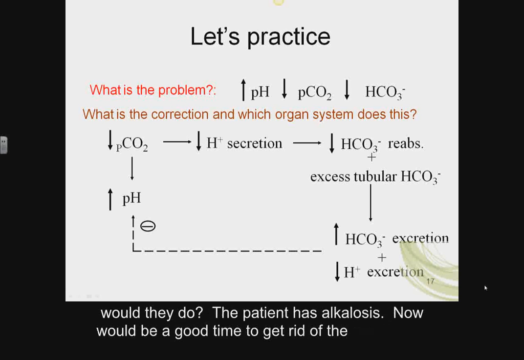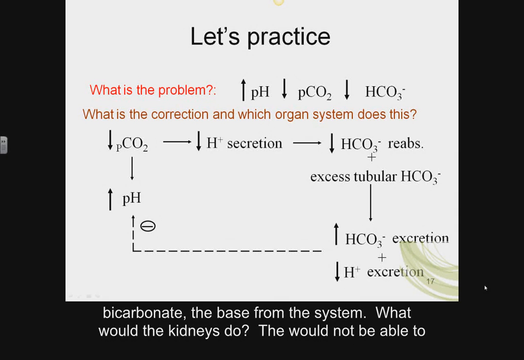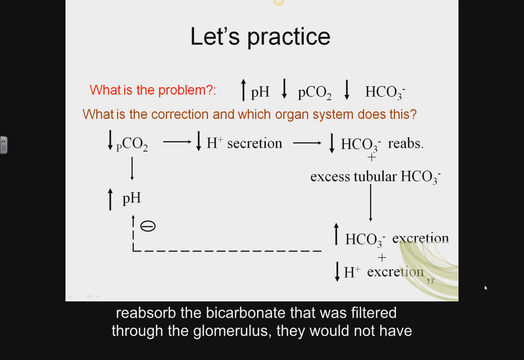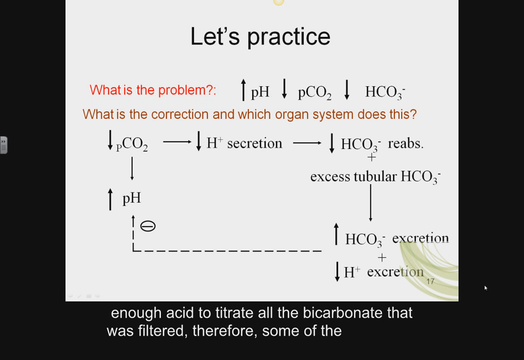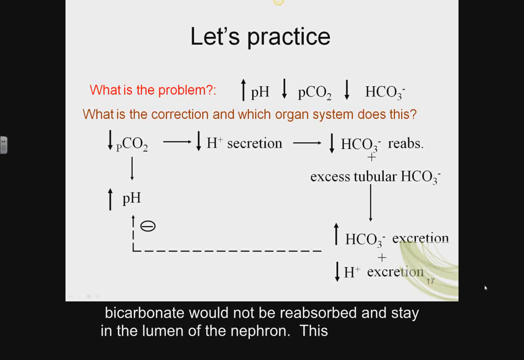Again, it is a respiratory problem, so only the kidneys can compensate. What would they do? The patient has alkalosis. Now would be a good time to get rid of the bicarbonate, the base, from the system. What would the kidneys do? They would not be able to reabsorb the bicarbonate that was filtered through the glomerulus. They would not have enough acid to titrate all the bicarbonate that was filtered.